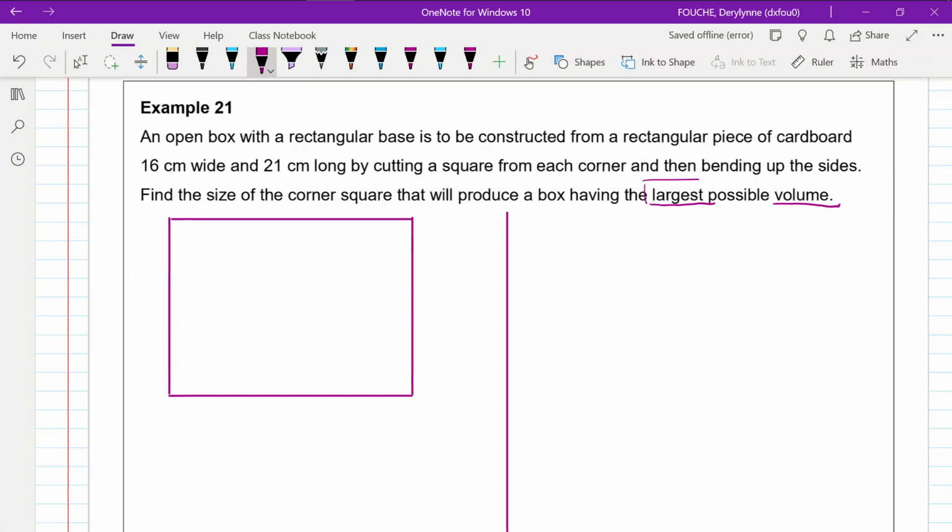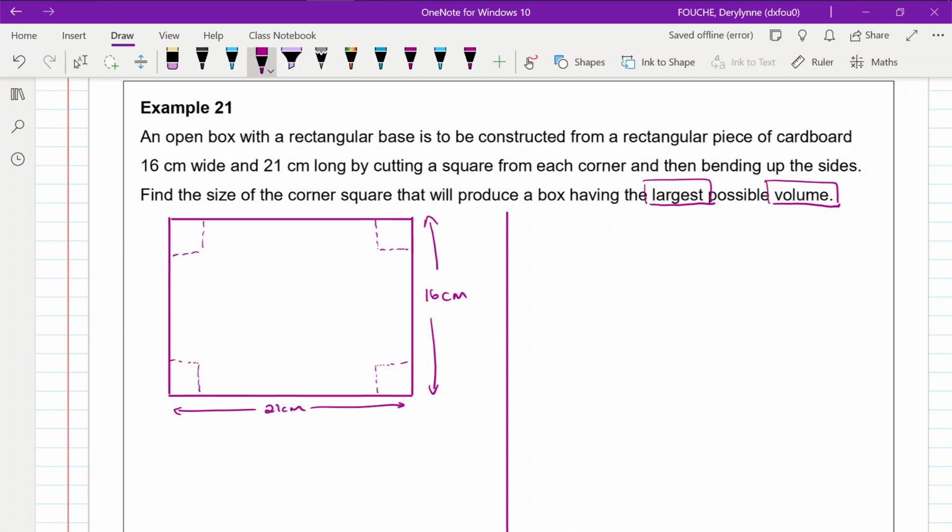So those are our two key words in this question. Alright, so here's my piece of cardboard. It's 21 centimeters long and 16 centimeters wide, and I'm going to cut a square from each corner. Square implies the side lengths are the same length. I'm going to cut out these 4 squares, and then I'm going to fold up the sides, and that's going to give me an open box.